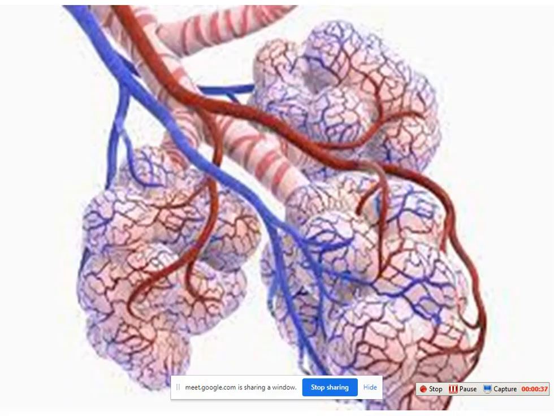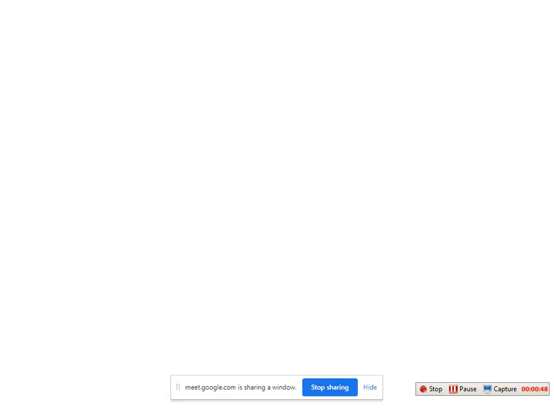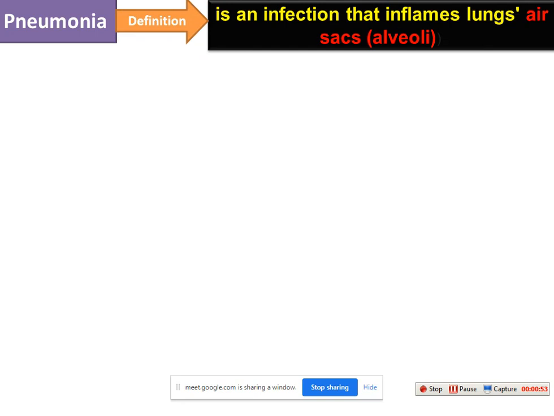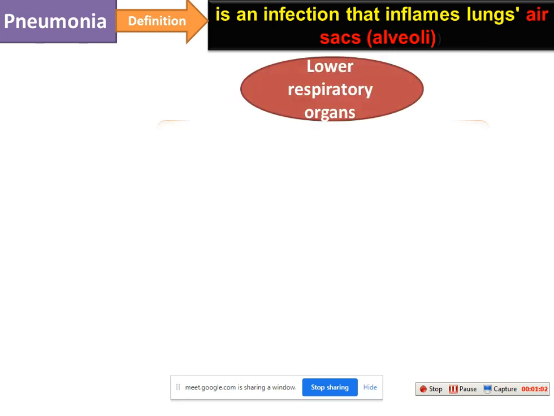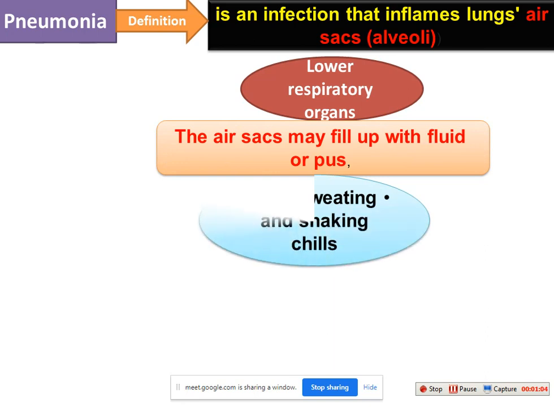Here we see that the alveoli are normal, well vascularized, and also distended due to the presence of the surfactants. And also we define pneumonia as an infection that inflames the lung and mainly the functional unit of the lung, which is the alveoli. And also we say that the air sac may be filled with fluid or pus. This is according to the type of inflammation.